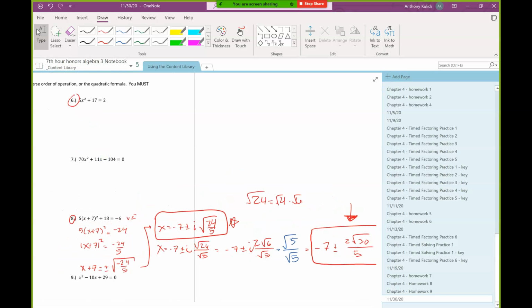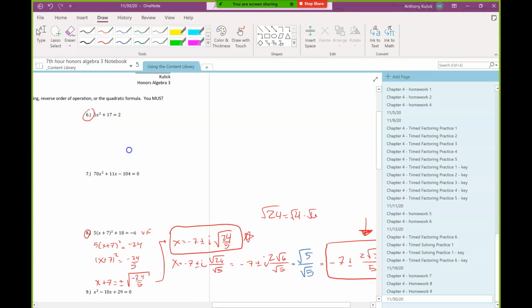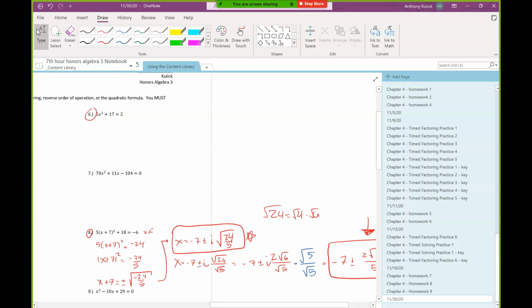All right. And then, Amy, you wanted to see number 6, correct? Yes. Good. So this one I could think of either as a standard form problem or a vertex form problem. It doesn't really matter. I'm going to think about it as a vertex form problem because it makes life much easier to just do this using the reverse order of operations. Not that using the quadratic formula would be difficult in this case, but it's a little bit more work than we need to do.